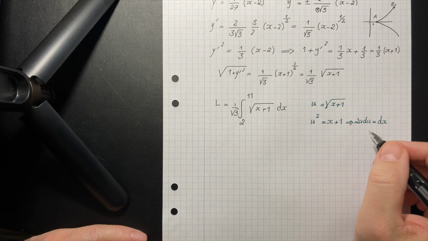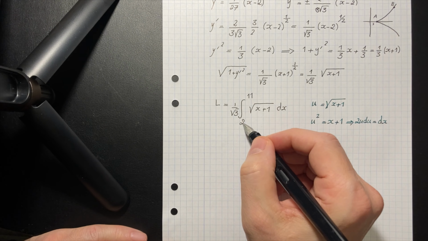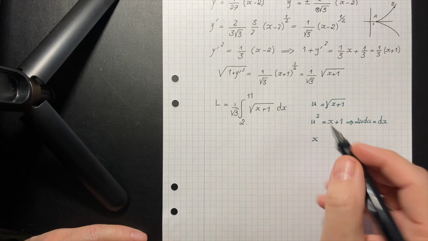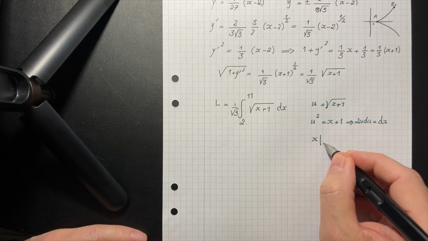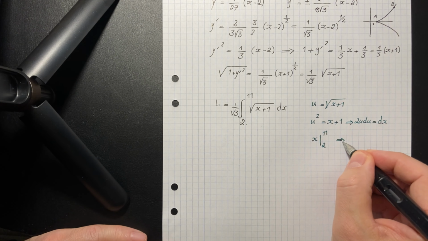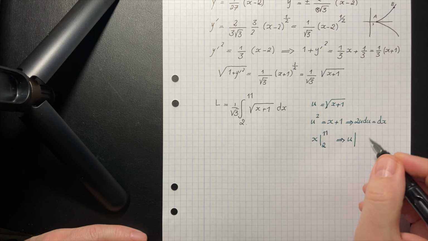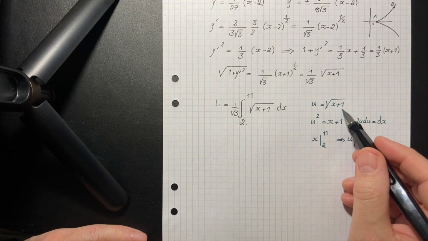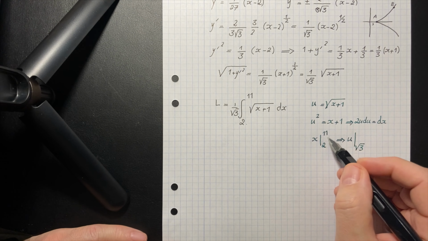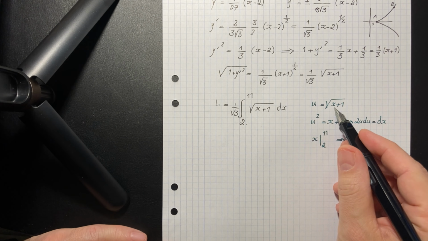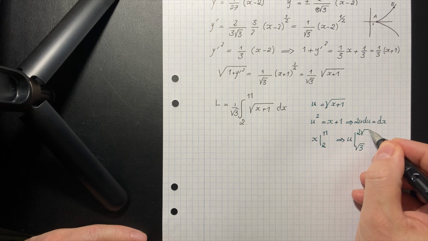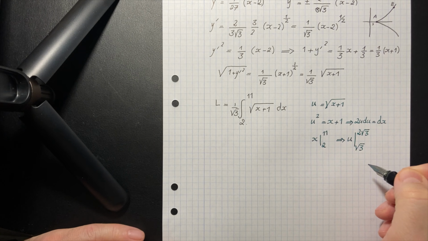Okay, and then I need to take care of my new limits. What do I mean by that? These limits that you see are the limits for x. So x goes from 2 to 11. This would then imply that u goes from, if x is 2, I put 2 here, it becomes the square root of 3. If x is 11, I put it here, square root of 12. But I prefer to write 2 square root of 3, which is the same as the square root of 12.